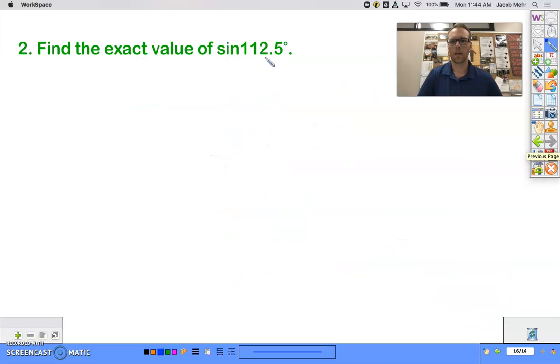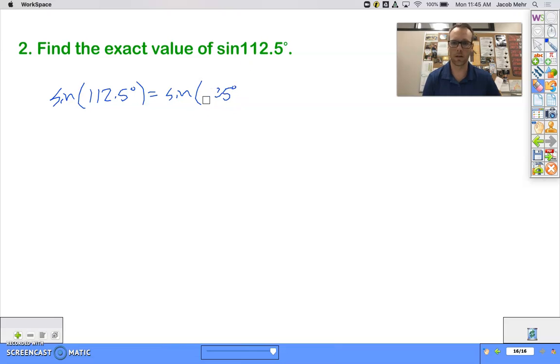Now, take a look at this one, sine of 112.5 degrees. This one's a no doubt a half angle here, because we're not going to add two angles from a unit circle to get that. This needs to be a half of an angle because that 0.5 clues me in on that. 112.5 degrees is half of what? 225 degrees. So I should write this as 225 degrees over 2.